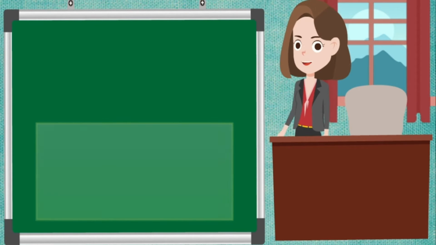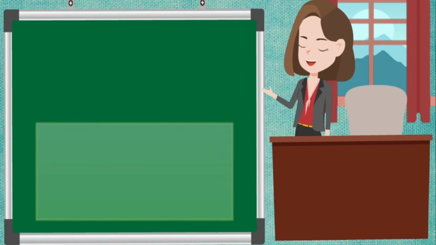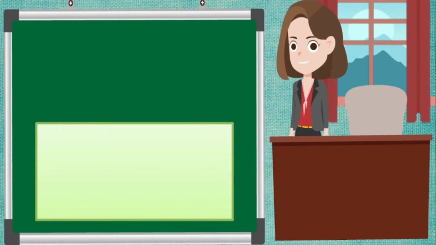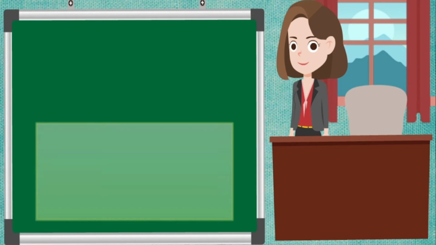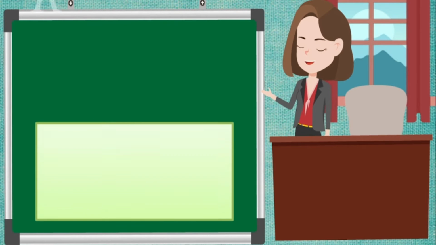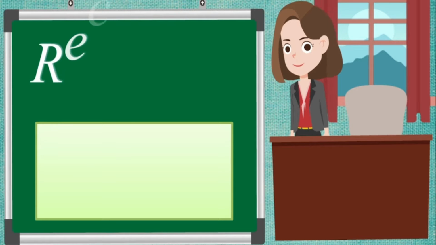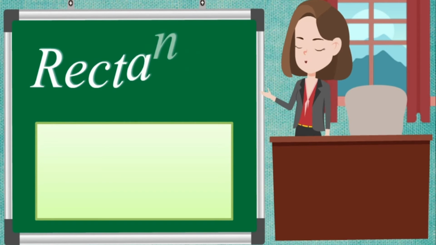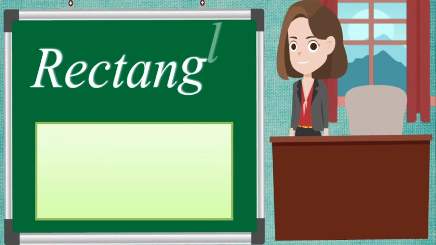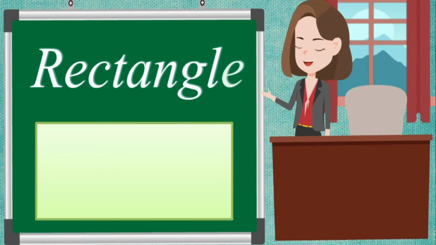Next shape is rectangle with two long and two short sides. Rectangle. R E C T A N G L E, rectangle.